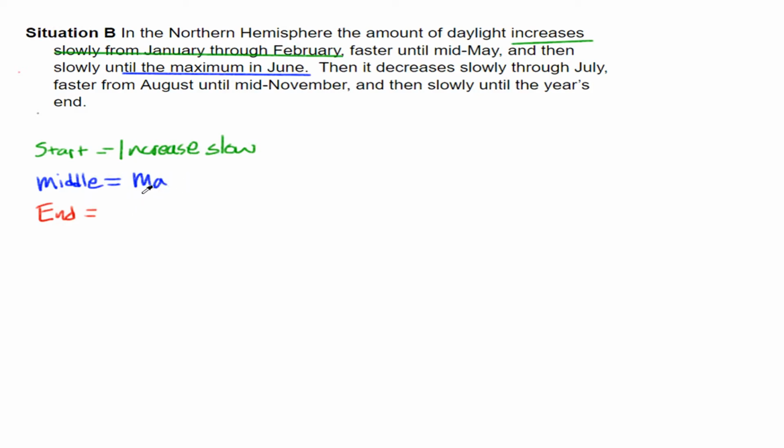Actually, if we're trying to be really accurate, it goes slow and then fast to max. Fast to max. And then it decreases slowly through July until the end of the year. So then we have a decrease. So then we decrease slow.